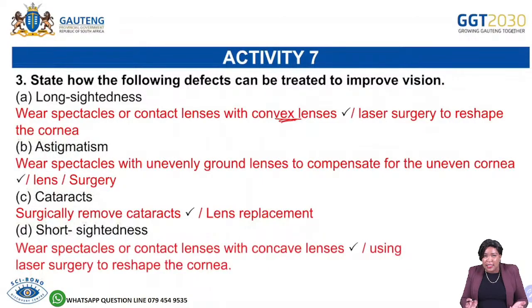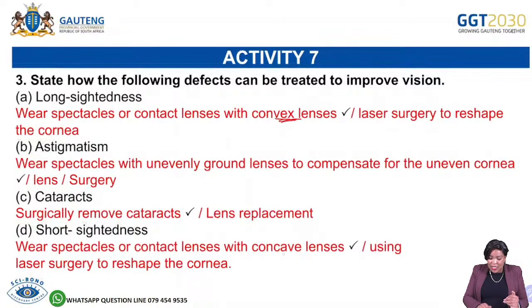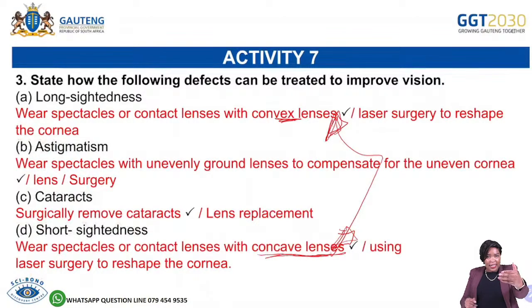For short-sightedness, people can wear spectacles or contact lenses with concave lenses. For these two, please make sure that you know which one is which. Find a way to remember. For long-sightedness, convex. For short-sightedness, concave. Or you can use laser surgery to reshape.